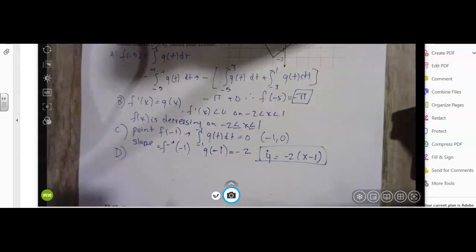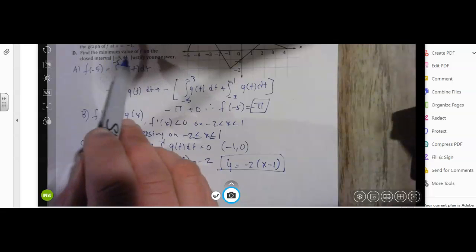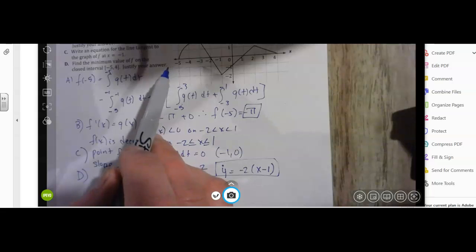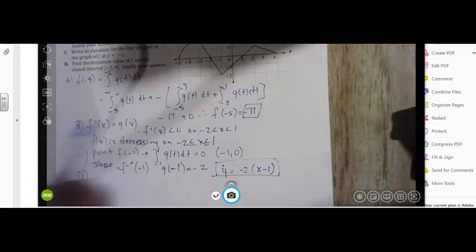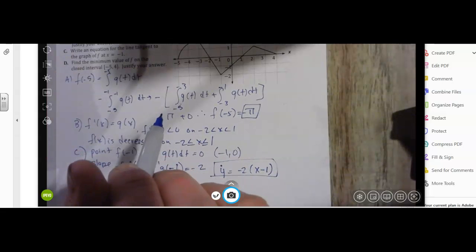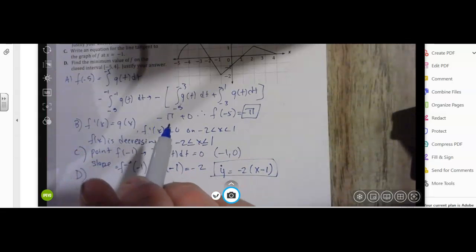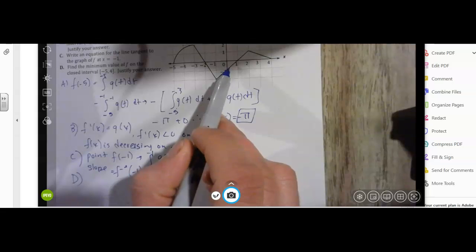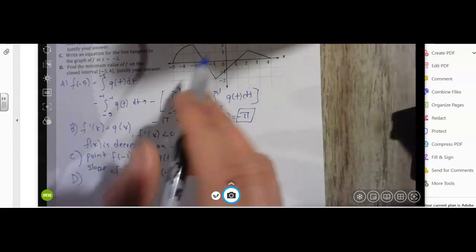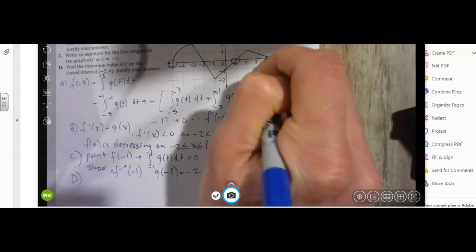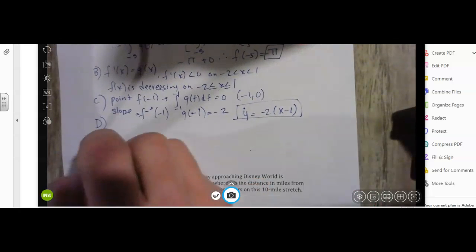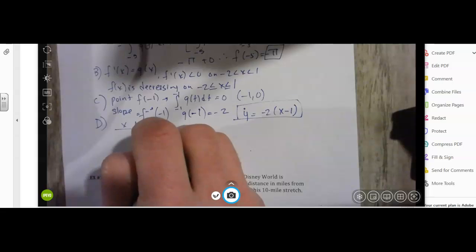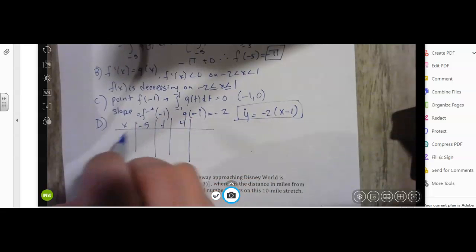Part D. In part D, we're asked to find the minimum value of f on the closed interval from -5 to 4. Well, the minimum value of f is going to occur where f prime, or g of x, is going to change from negative to positive. So it either occurs at the endpoint or when f prime or g changes from negative to positive. So it's either going to be at -5, 1, or 4. So we evaluate those 3 points. Our 3 values are going to be -5, 1, and 4.